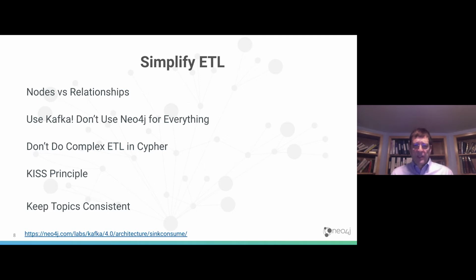And our final point on this slide is to keep the topics consistent. You may have to mix nodes and relationships into a topic, but if you have a topic for people, a topic for emails, and a topic for addresses, try to keep the people data in the people topic, the address data in the address topic, and the email data in the email topic.